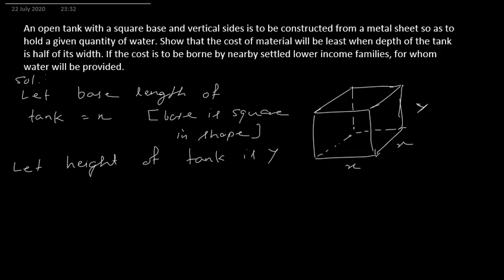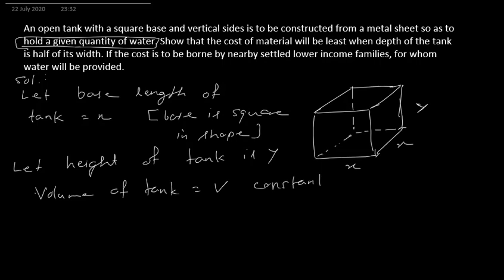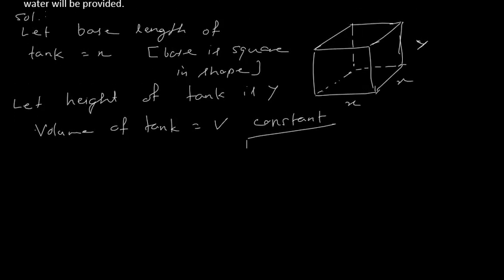Now the quantity of water is a given quantity of water, means the volume is fixed. So here V is constant. So the volume of the tank is V, which is constant. We have assumed that the base is x units in length and the height is y. This is an open tank, so on the top it is open. We have to show that the cost of material is least. Now for the cost of material we have to find the surface area.